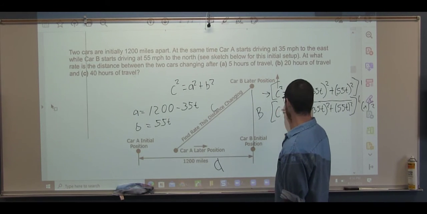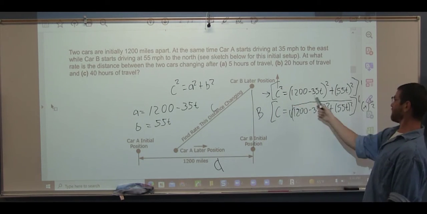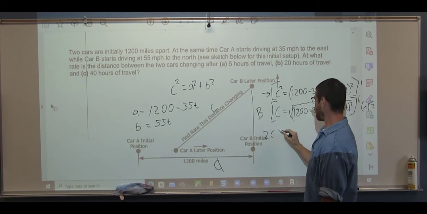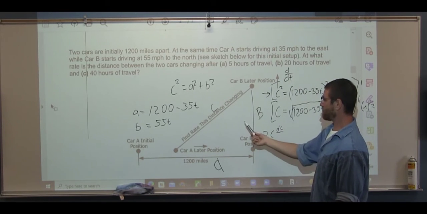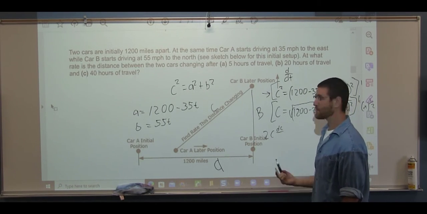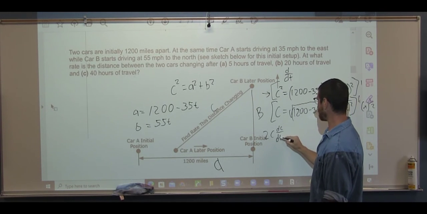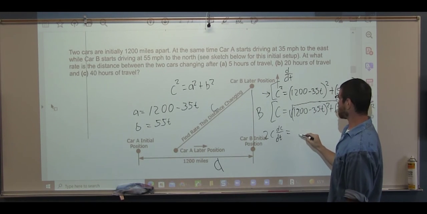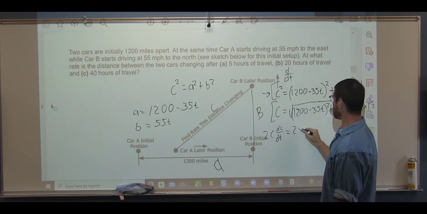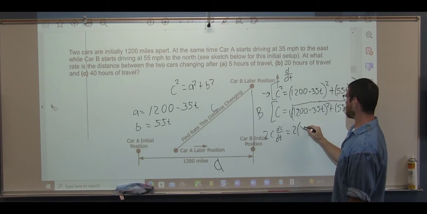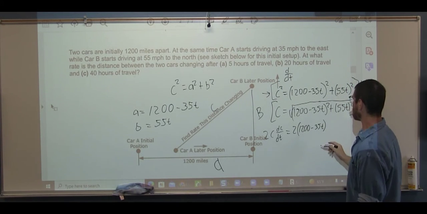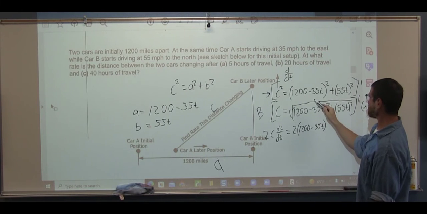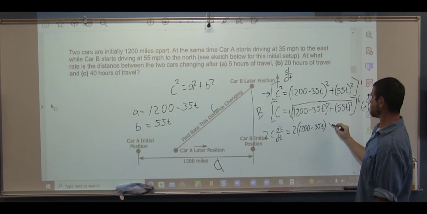So the derivative of this equation is 2c. And we're taking the derivative with respect to time because that's the information we're looking for. So dc/dt equals 2 times, this is power rule, (1200 minus 35t). That's power rule plus chain rule.